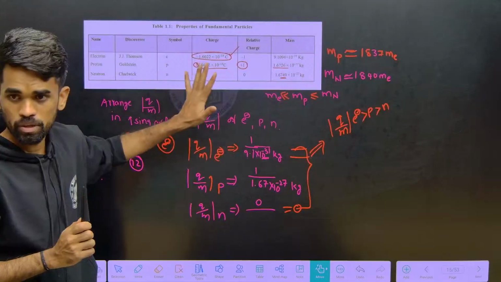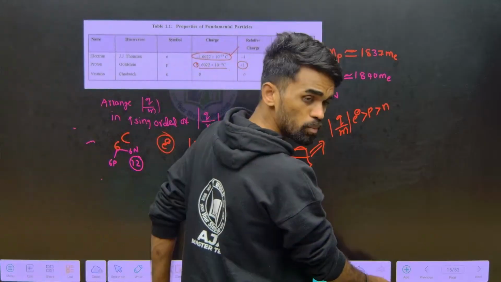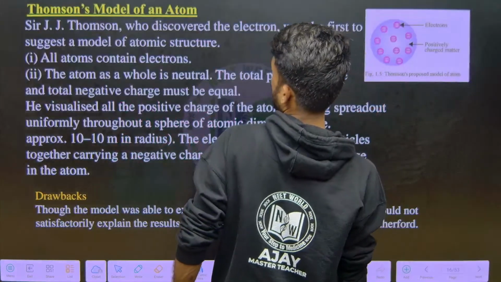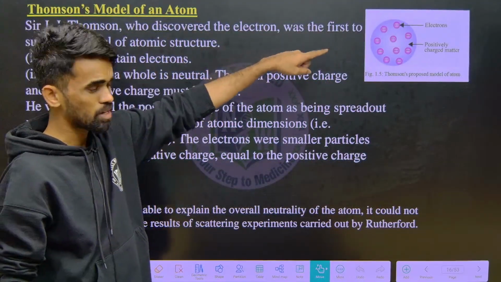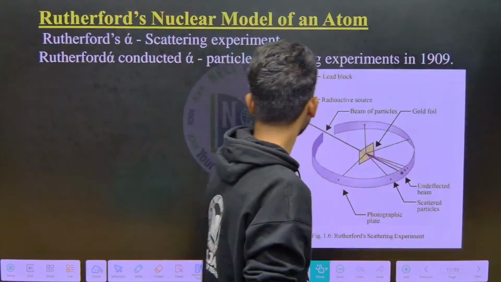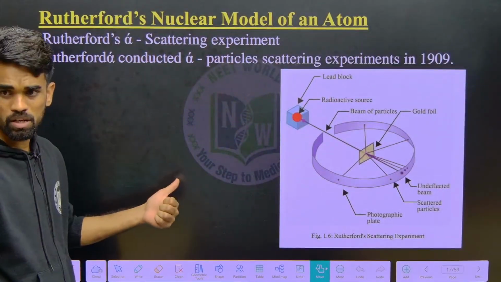Okay, hope up to here it is clear. Move forward. Here we have already seen Thomson's model. Next, Rutherford's atomic model, what is it?